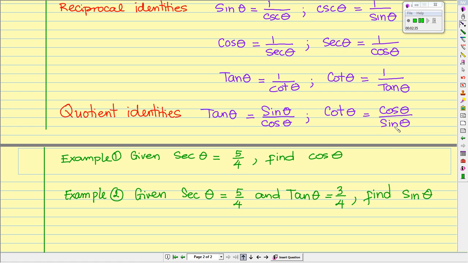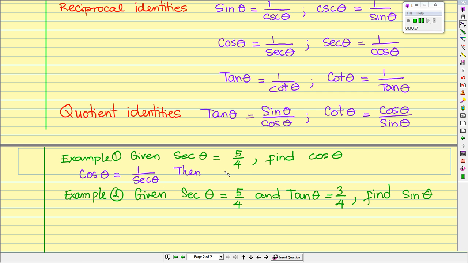So let's apply these two identities, the reciprocal identity and the quotient identity, to find the value of the trigonometric function. Let's start with example 1. Here we are given secant theta is 5 over 4. We want you to find cosine theta. Now we know that cosine of theta is the reciprocal of secant of theta.